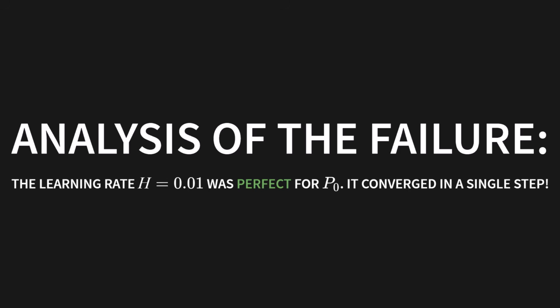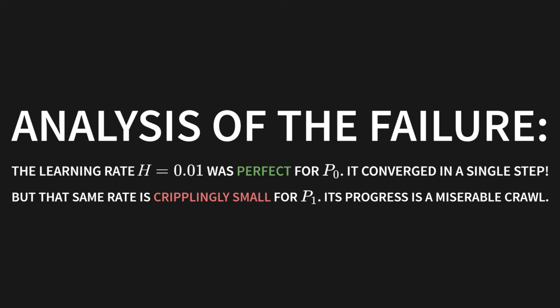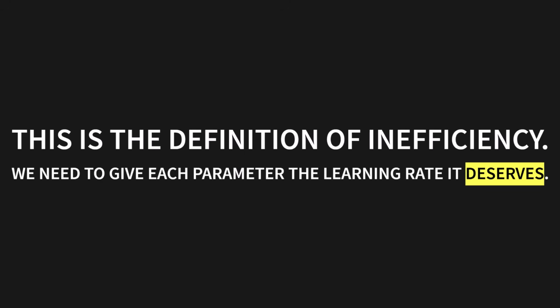Let's analyze this failure. The learning rate of 0.01 was perfect for p0. It converged in a single step. It couldn't have been better. But that same rate is cripplingly small for p1. Its progress is a miserable crawl. This is the definition of inefficiency. We need to give each parameter the learning rate it deserves.